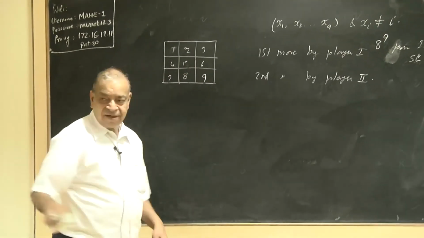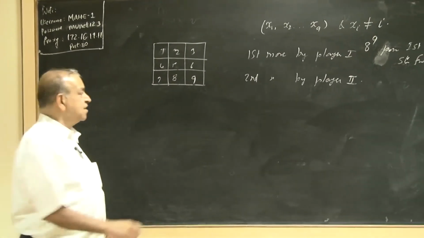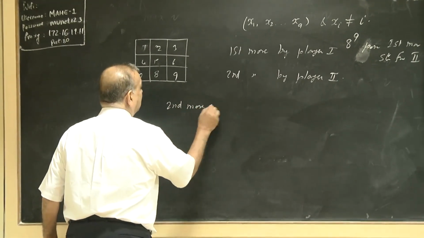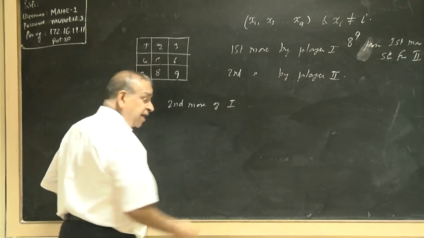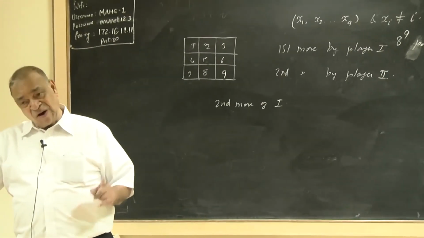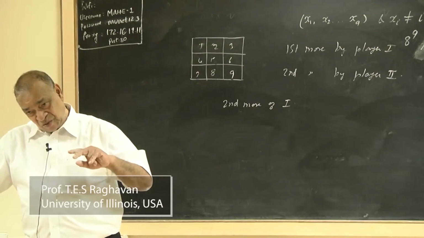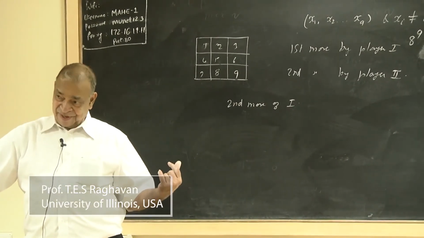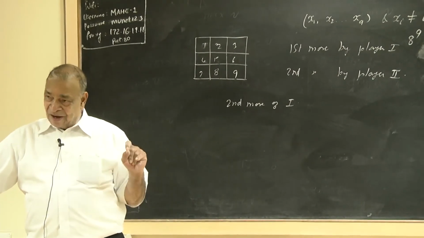Okay. Now let's look at the second move of player 1. The second move of player 1 depends not only on what player 2 is going to do on the first move, it also depends on what he did on his first move. Agreed?